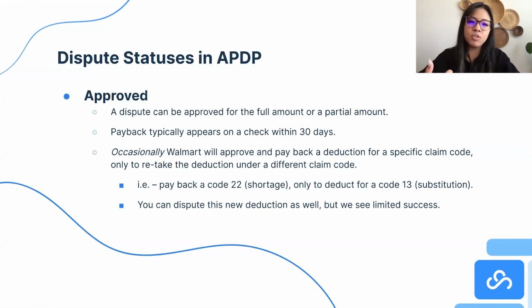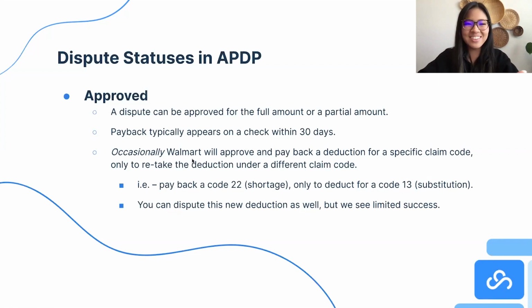As we mentioned earlier, disputes can be approved for the full amount or a partial amount. Typically, what we see is if you do get a dispute approved, you're going to see payback appear on a check within 30 days. So that is how it shows up. It'll show up on a check.